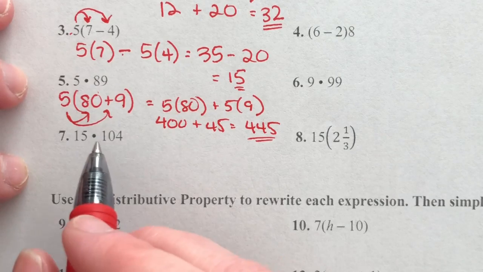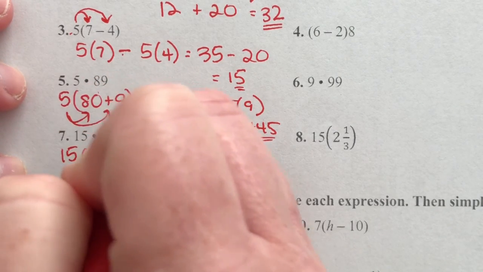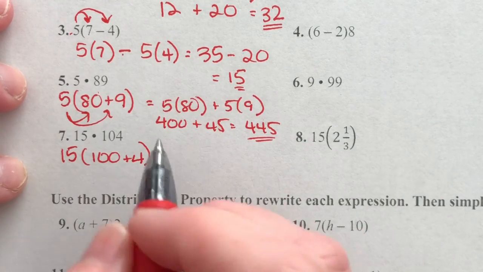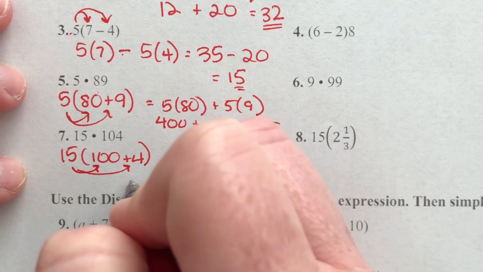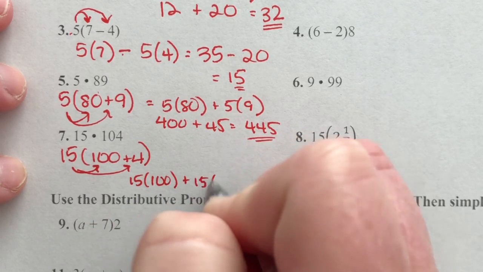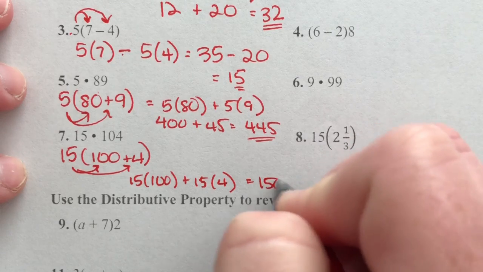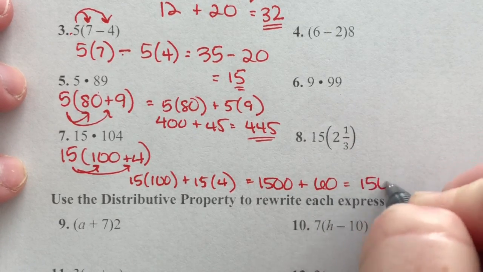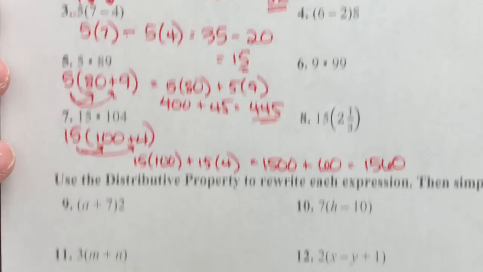Okay, same thing here. We want to separate 104 into 100 plus 4. Because that's equal to 104, but it's going to be easier mental math for us. Okay, so I'm going to have 15 times 100 plus 15 times 4. 15 times 100 is 1500. 15 times 4 is 60. So we get 1560. That's all they're looking for there.